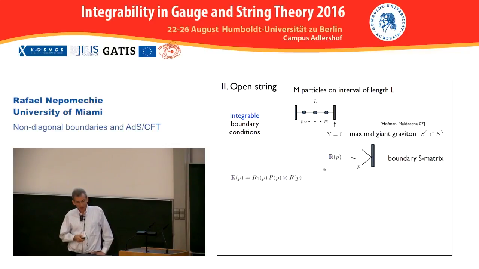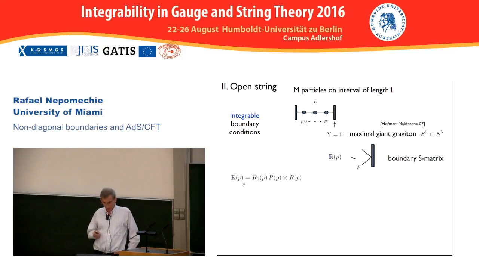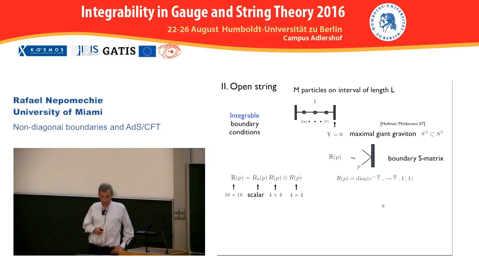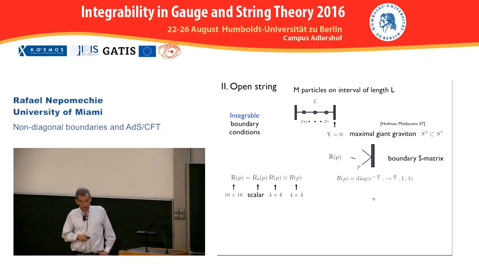Now this boundary S matrix will have this form, as shown by Hofman and Maldacena. So there's a scalar factor, and then there are 2 factors of R. And this R is just a diagonal 4x4 matrix given here, very simple. Therefore, the full boundary S matrix is 16 by 16, as it should be, because we know that there are 16 types of fundamental particles.